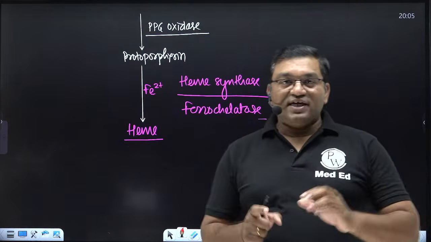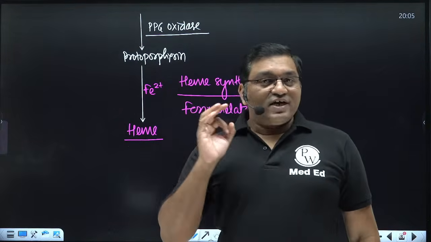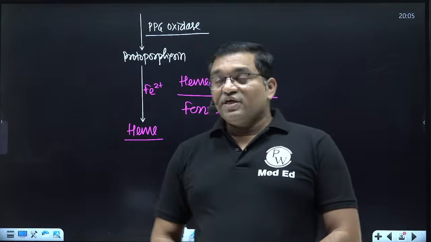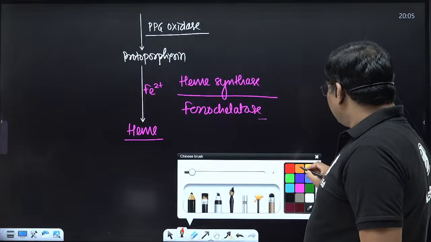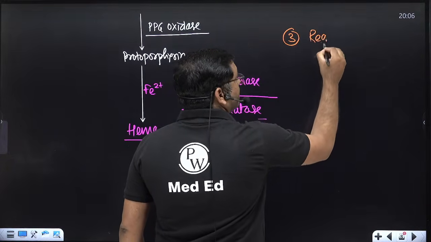Two important sites are erythroid precursor cells and the liver. The important rate limiting step is the first step, which is catalyzed by ALA synthase. There are three modes of regulation of this pathway.